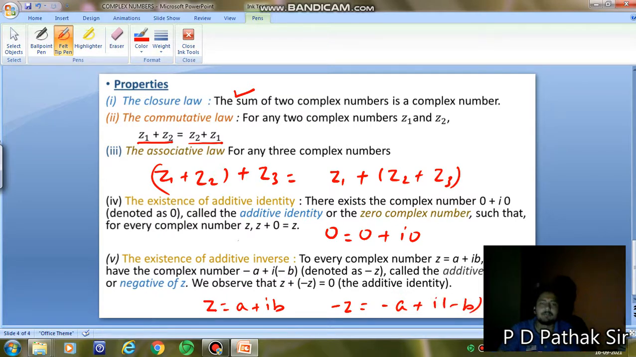So this is the algebra for complex numbers, and in the algebra we studied the addition of two complex numbers. So for today it's over. Thank you.